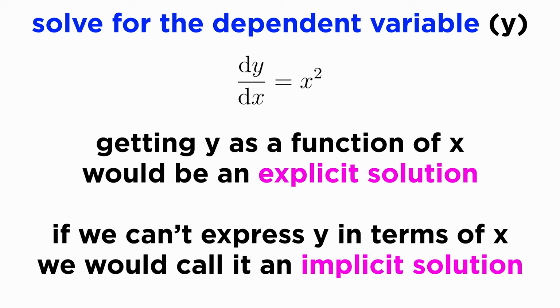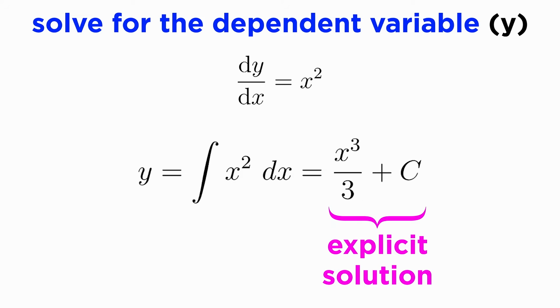Sometimes, however, we will find that the best we can do is find an algebraic equation relating x and y, which can't be rearranged to express y in terms of x. We would call this an implicit solution. The differential equation we solved at the start, dy/dx equals x squared, had a solution y equals x cubed over 3 plus a constant c, and this is an explicit solution.